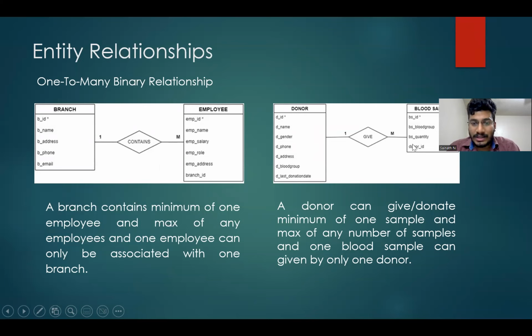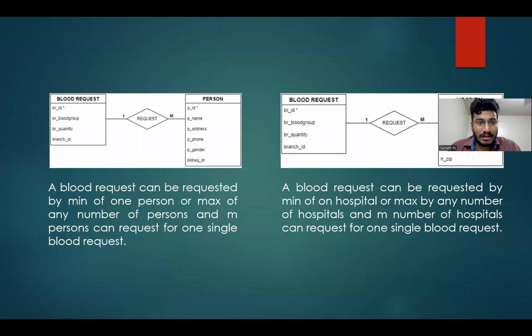And coming to the donor versus blood sample, a donor can donate a minimum of one sample. Basically, he or she can donate a blood sample, and any one blood sample can be given by only one donor. Basically, one donor can give a minimum of one sample and a maximum of any number of samples, and one blood sample can only belong to one donor.